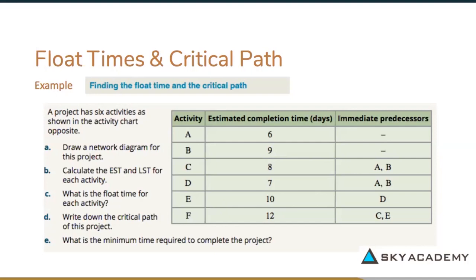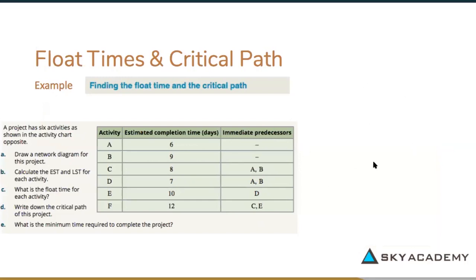Okay, so let's have a look at our activity chart and we have a look at the ones that have no immediate predecessors because that means they are the start edges. And if you look here, A and B both have no immediate predecessors. So that means they are the start edges. Oh, I don't want to do it in yellow, I want to do it in black. Okay, so here's going to be my A edge.